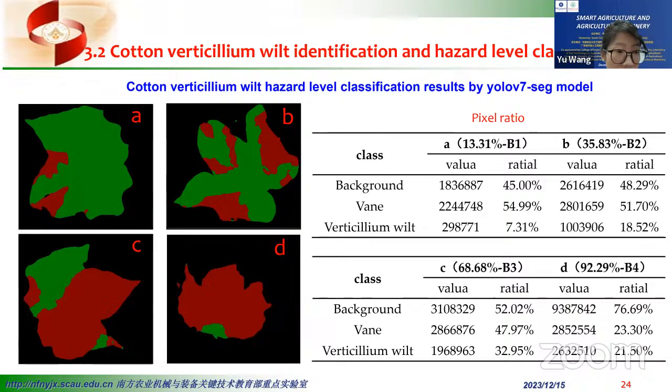The cotton leaves in picture A to picture D were classified to level 1 to level 4 respectively by the YOLO 7 SEG module.